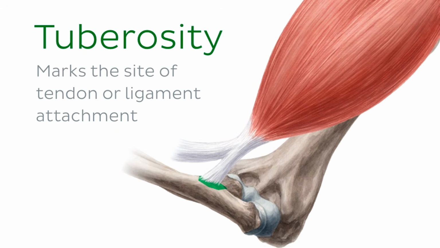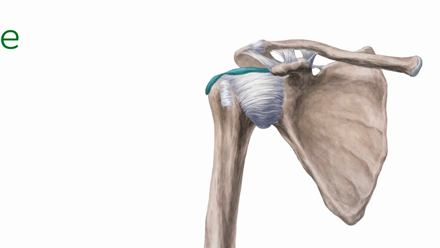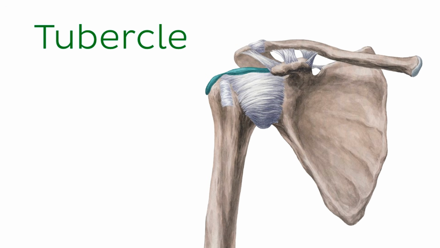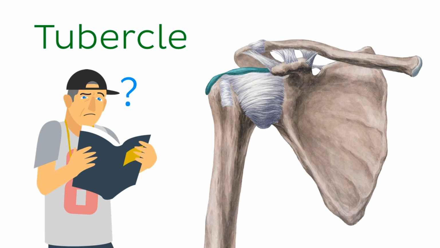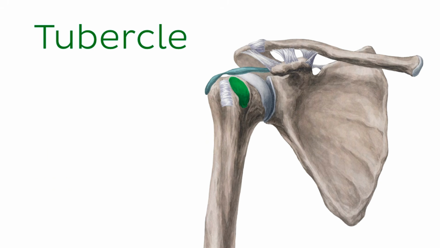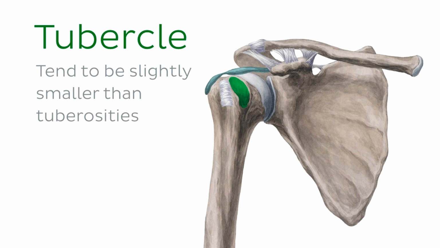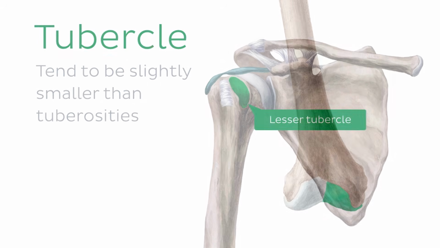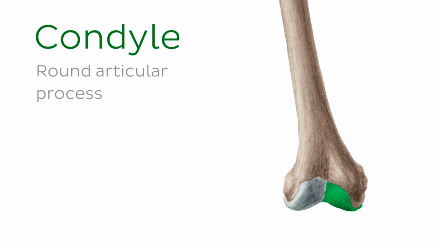Another type of projection is a tuberosity, a large, generally rounded eminence which sometimes marks the site of tendon or ligament attachment, an example being the radial tuberosity. A tubercle is a similar kind of landmark. What's the difference between a tuberosity and a tubercle, you ask? Well, to be honest, not much. Both have a similar appearance, however, tubercles tend to be slightly smaller than tuberosities, but it's not really a hard or fast rule.